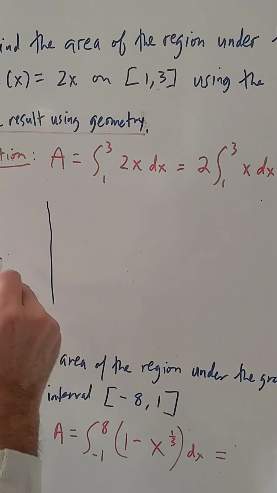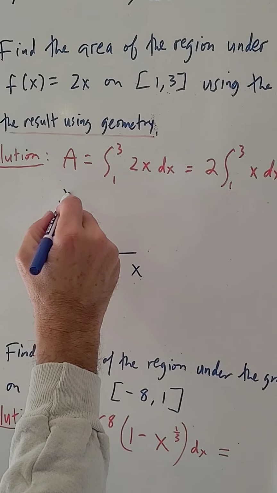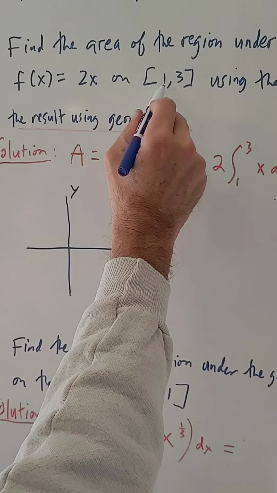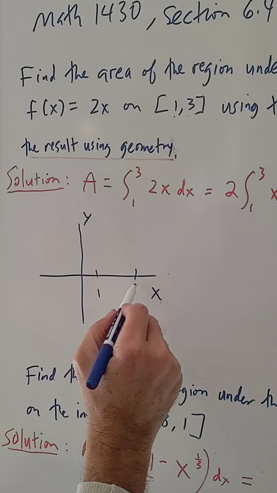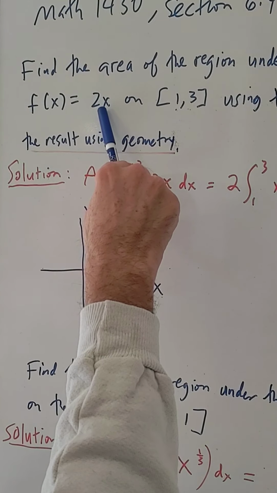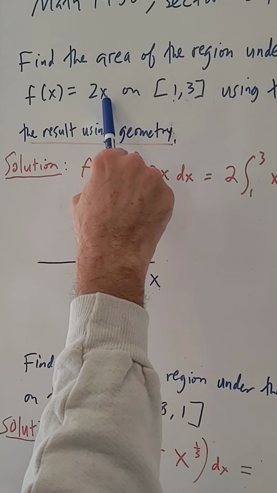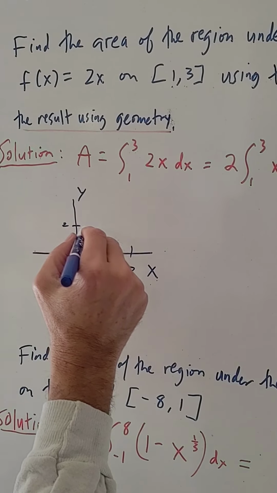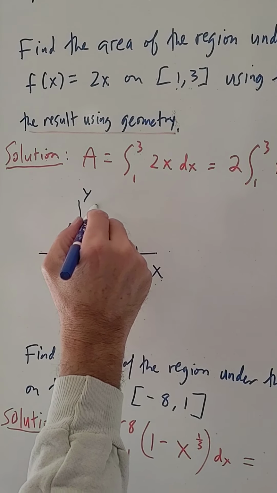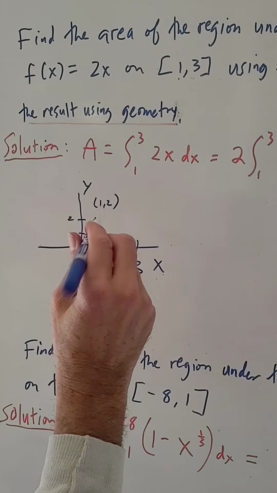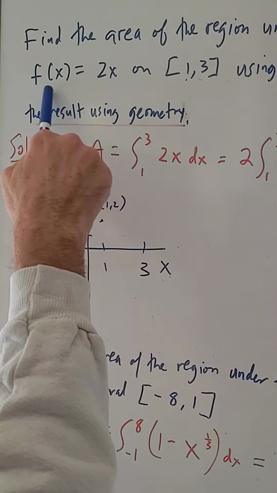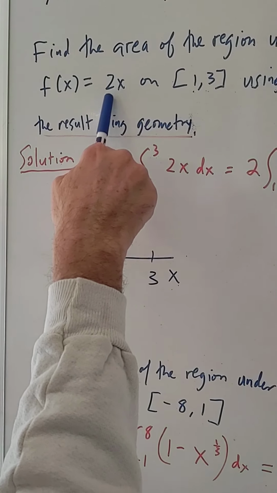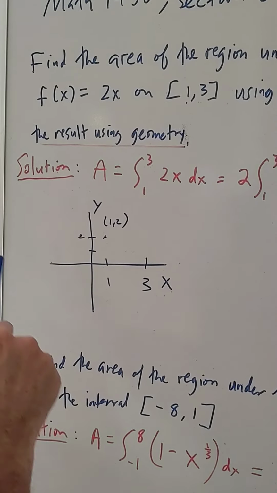I'm going to draw my Cartesian xy plane, and we're going from x equals 1 to x equals 3. And I want to graph the line y equals 2x. Well, when x is equal to 1, 2 times 1 is 2 for y. So 1, 2 is on this graph. Notice 1, 2 satisfies this function. That's why it's a point on the graph. When x is 1, y, f of x means y, is 2.